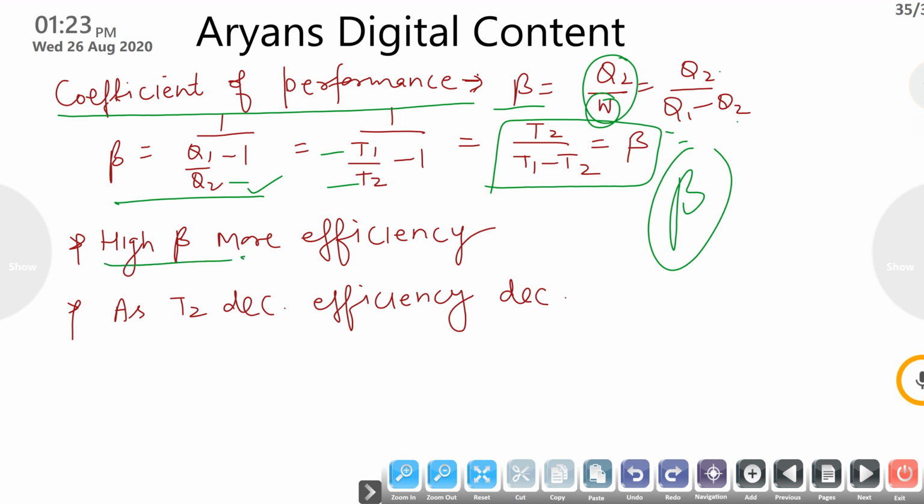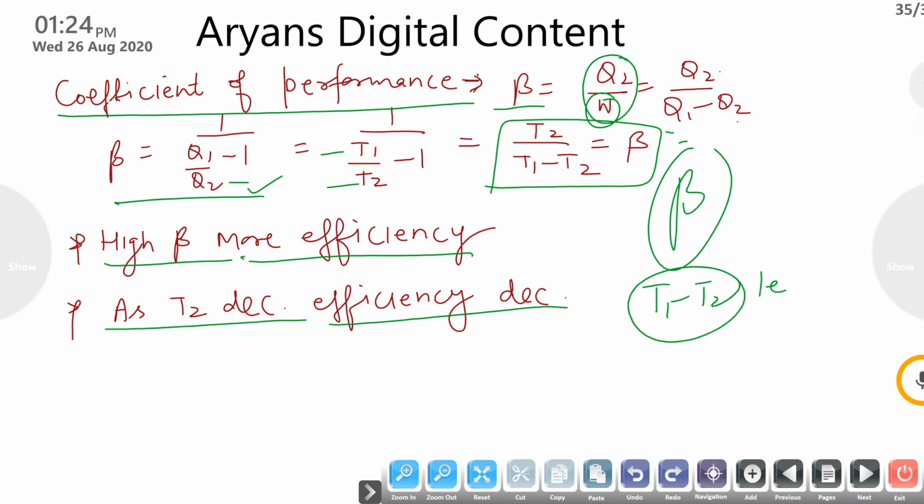High beta means more efficiency. The higher your beta is, the higher your efficiency or coefficient of performance will be. And as the temperature of the inside material decreases, your efficiency will decrease because the change in temperature will now become less. So as the inside material becomes colder, the coefficient of performance of your refrigerator will decrease. So this is all about chapter 12, that is, thermodynamics.